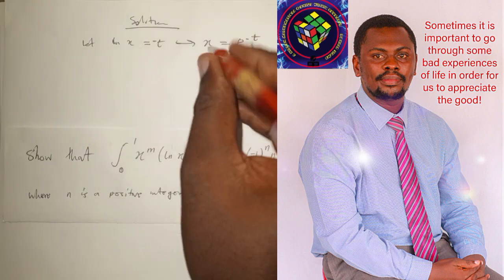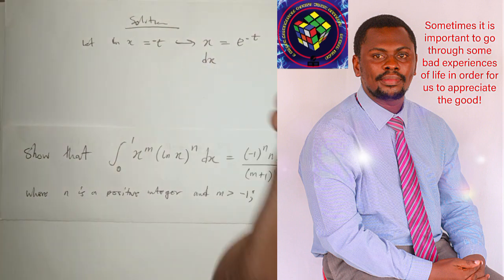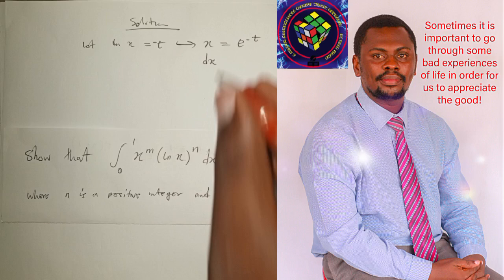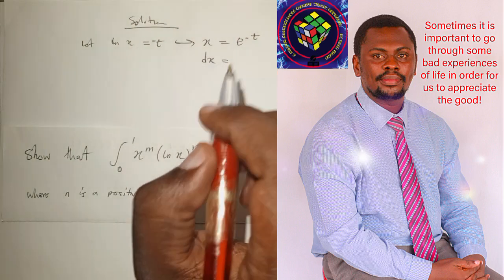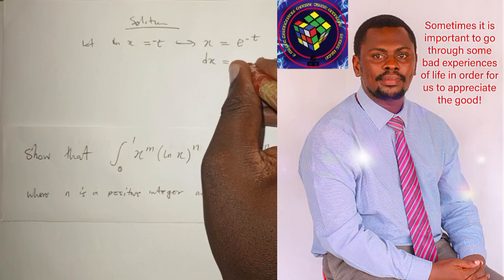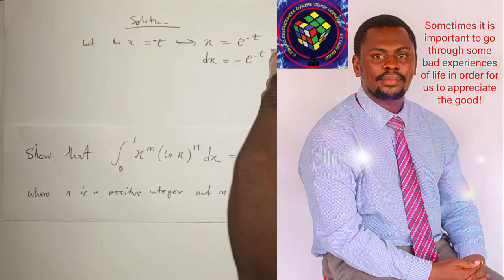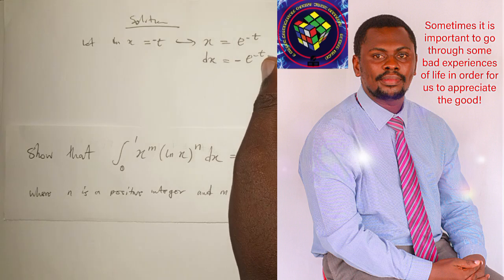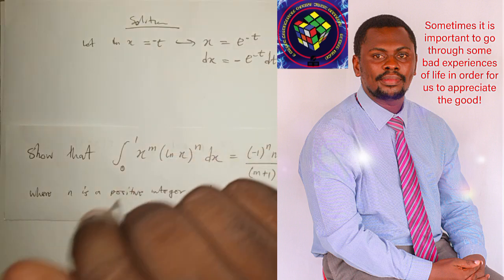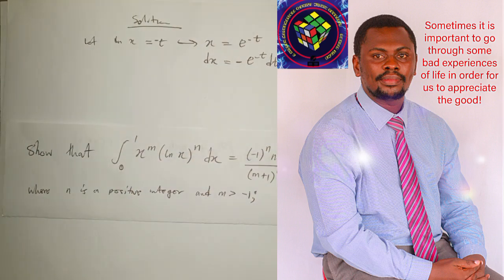Okay, so we also find the value for dx. So dx is equal to the derivative of exponent of minus t, which will give us minus exponent of minus t. Since this is in terms of t, multiply with dt. The moment you change variables, we should also change the limits.